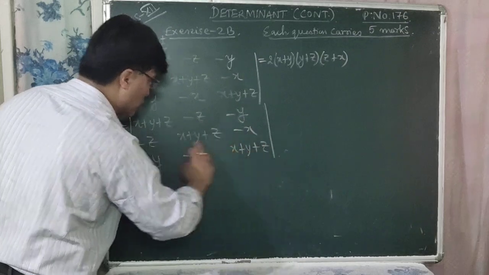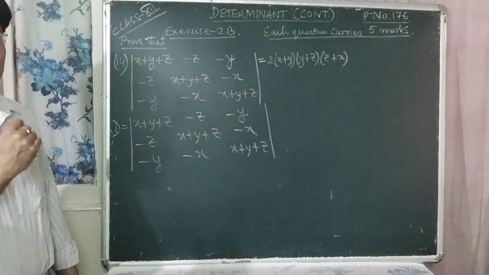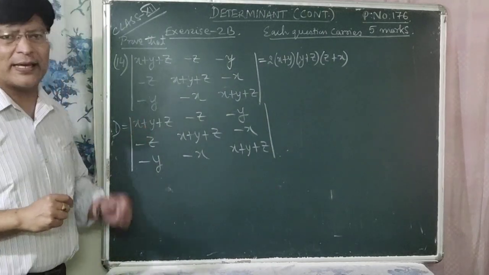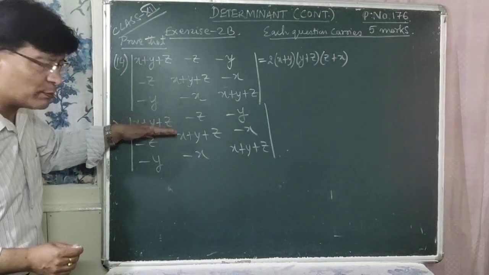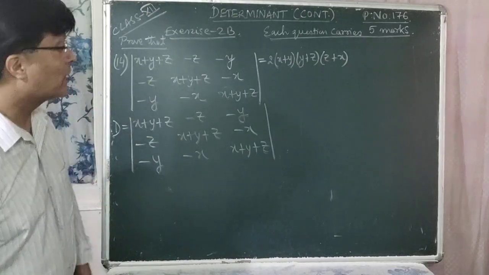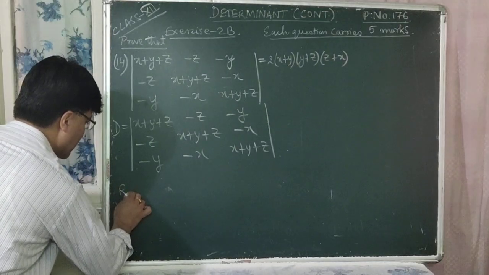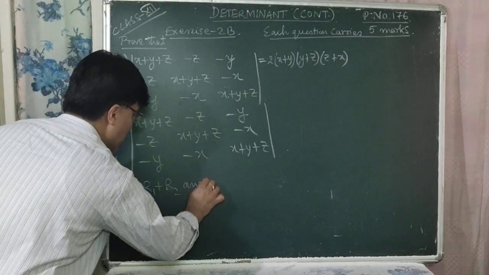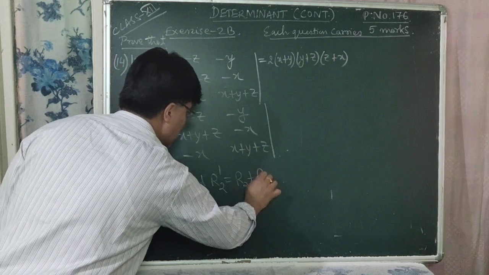So in the second row, we are getting y plus z as common, isn't it? So you can take it outside, right? So we are getting the two factors here, x plus y as well as y plus z, by using the property r1 dash is equal to r1 plus r2 and r2 dash is equal to r2 plus r3. Is that clear? So now let's do this property. So r1 dash is equal to r1 plus r2 and r2 dash is equal to r2 plus r3.